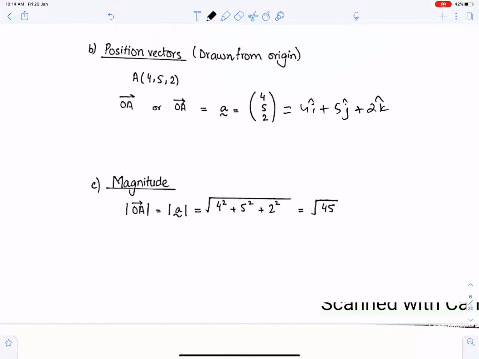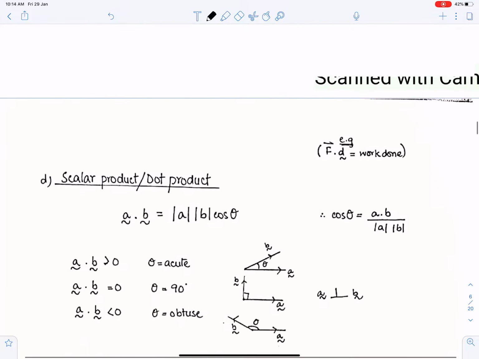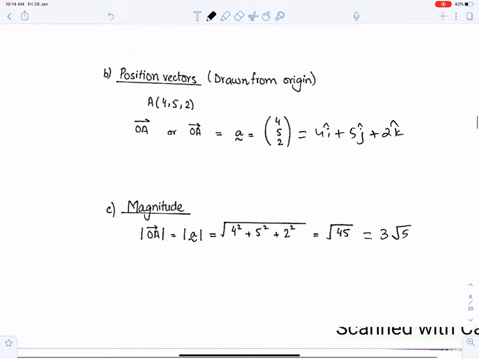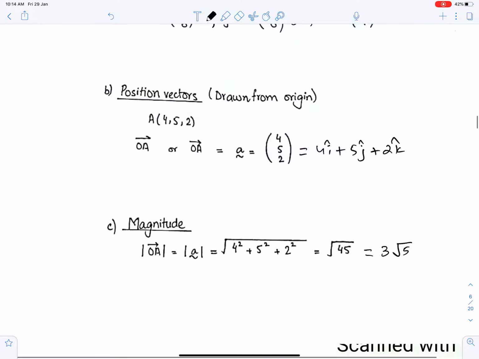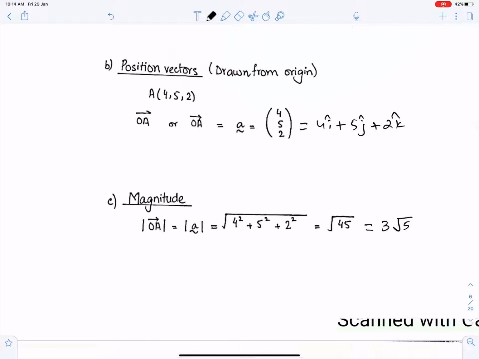And you can get the magnitude of this vector. It's 4 square, 5 square, and 2 square. Make sure you simplify this. This is, I think, 3 root 5. Well, if you need the unit vector of this vector, then the unit vector will be this upon this.